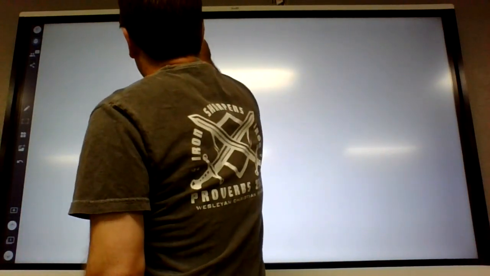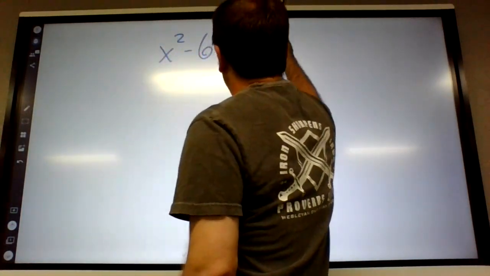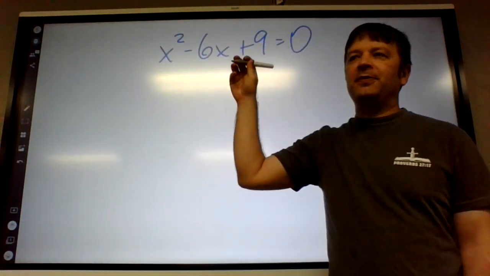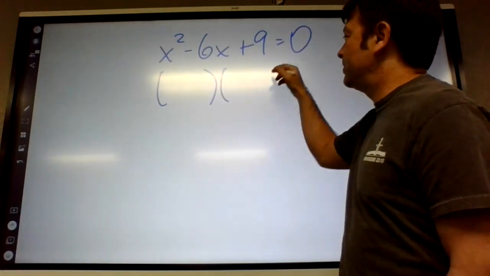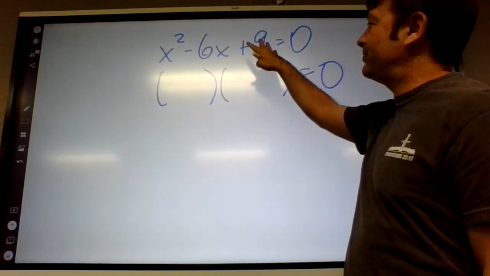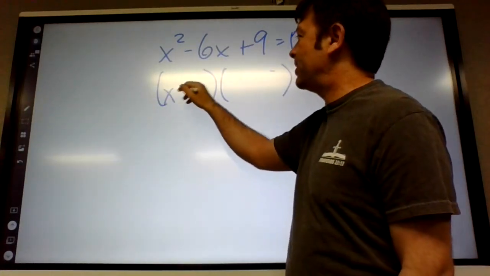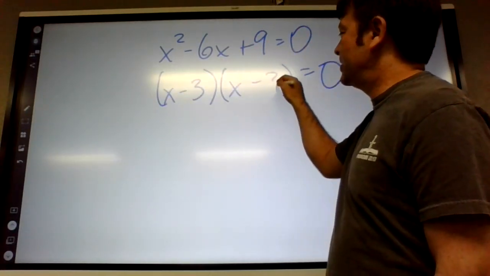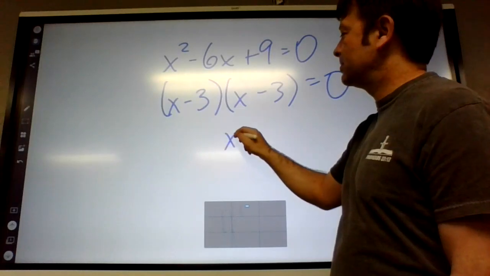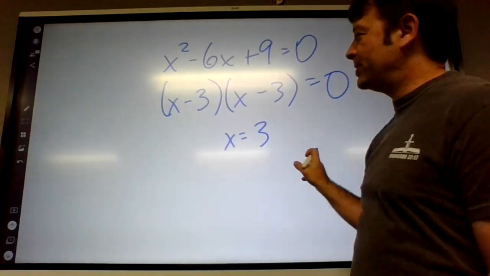Okay, so yesterday, well, the past couple days, we did this. How did we solve these? Factoring. We did the two parentheses, and then we did what goes into 9 that adds up to -6. Like this, and then what was the answer? 3. Okay, so that's what we did.